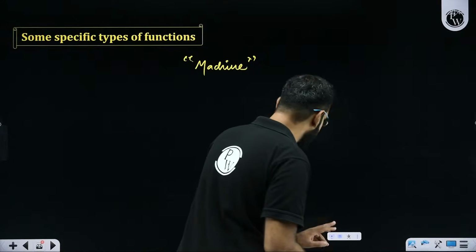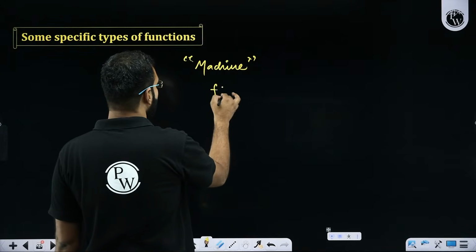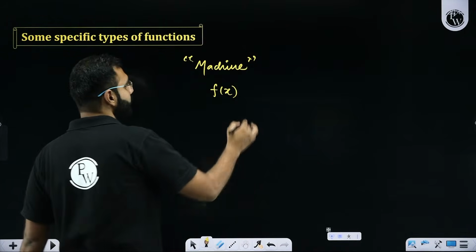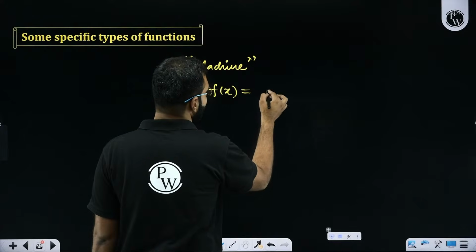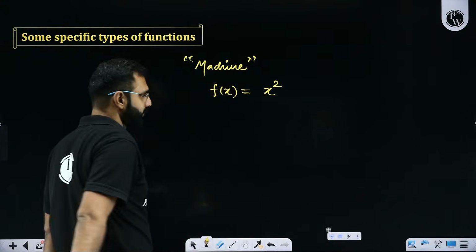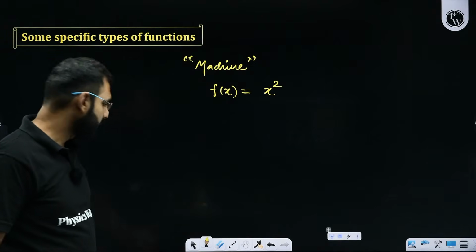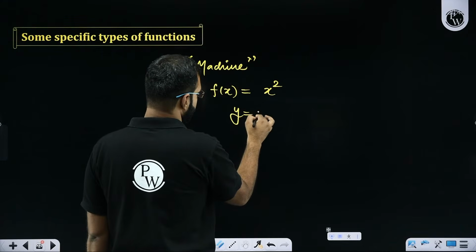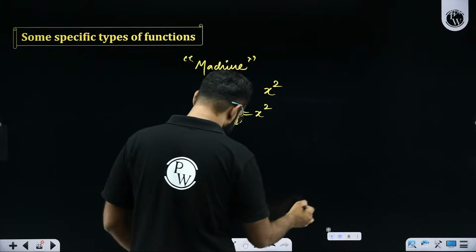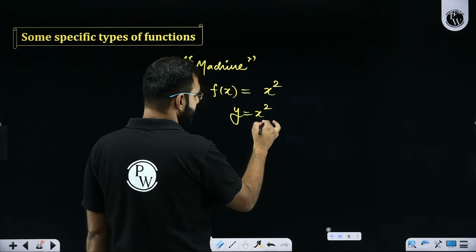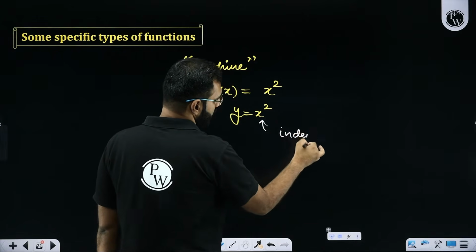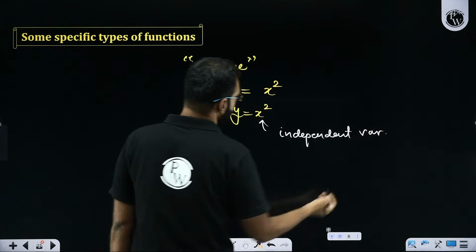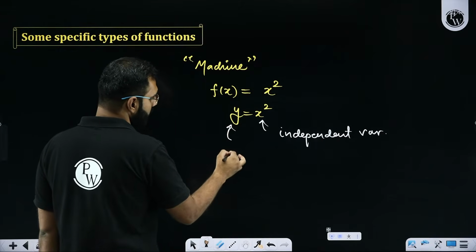Please pay attention, everyone. Let's say I define f of x, where f represents function and x means the independent variable, which follows a fixed definition, let's say x square. You could have written it as y is equal to x square as well. What does it mean? It means this x is your independent variable, and this f of x or y is called the dependent variable.